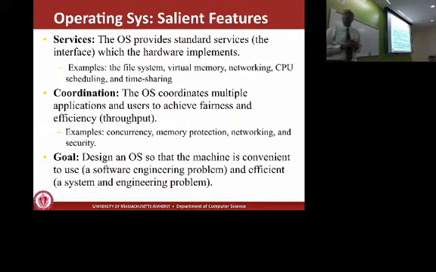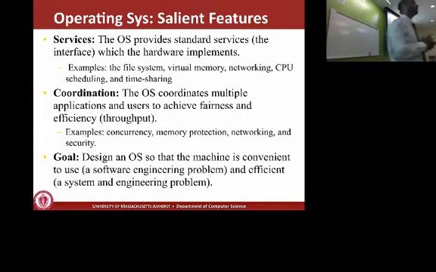Basically, it will give you a machine that is convenient to use, and also efficient to use. Convenience is a software engineering problem. If you have taken 320, you understand a little bit about how to design software so that it is easy to use, easy to maintain, easy to develop, and so on. That is one important aspect because operating systems evolve over time. They are not static software systems, so you need to ensure that you can add new functionality and so on.